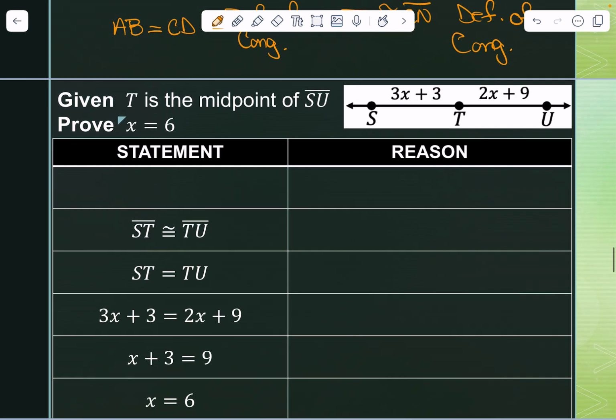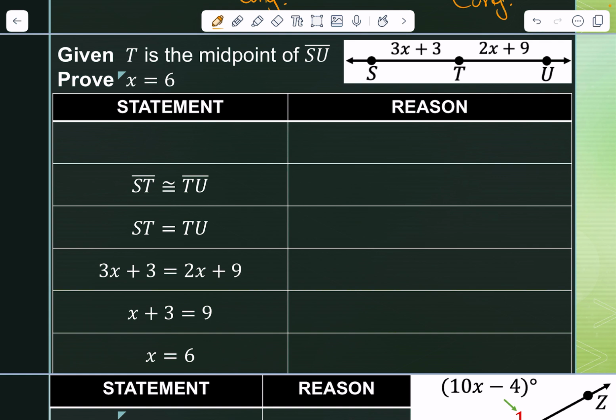So it works both directions there, being that biconditional. All right, so let's practice this into a geometric proof. So here's what we're given. T is the midpoint of SU, and we have the statements all filled in. We want to come up with the reasoning.